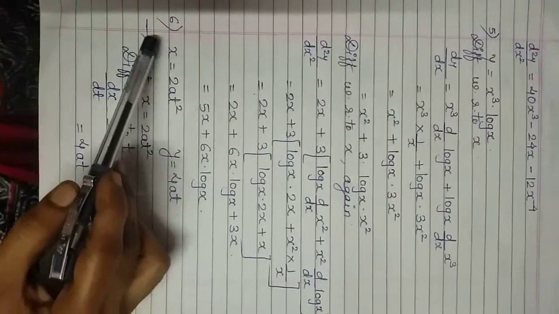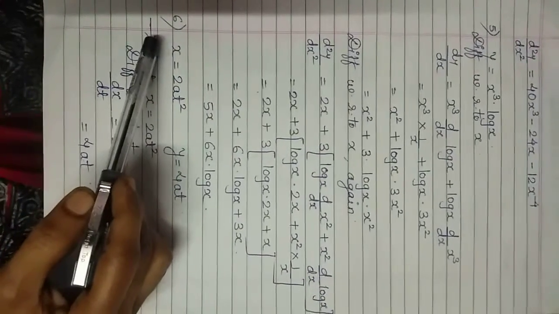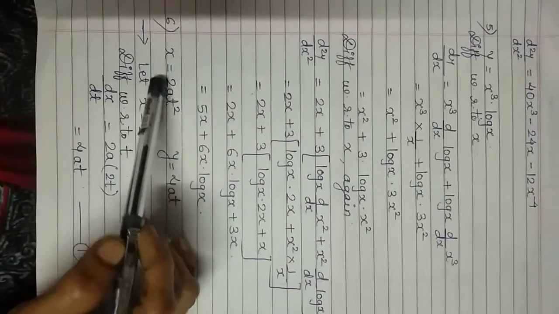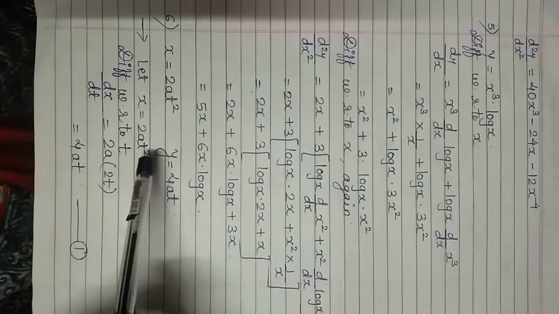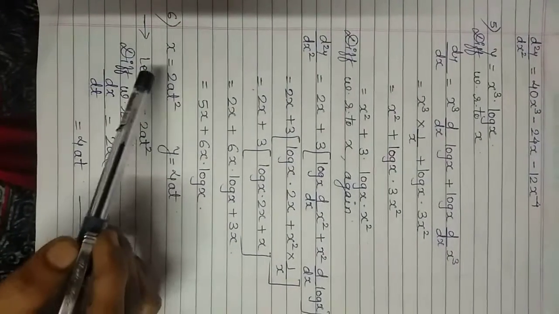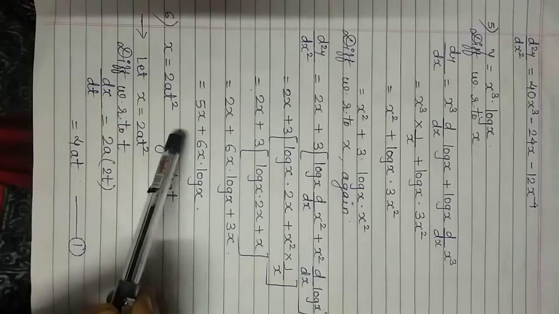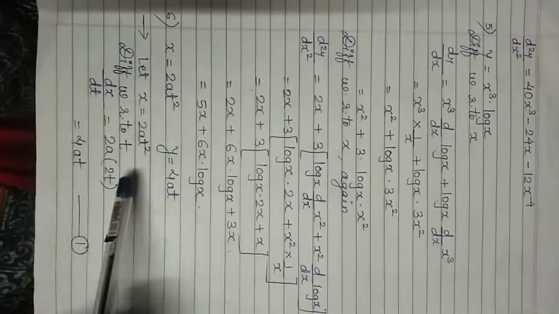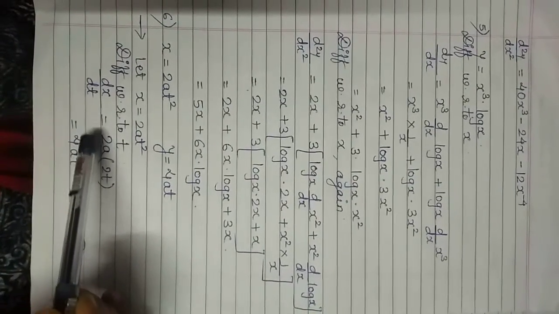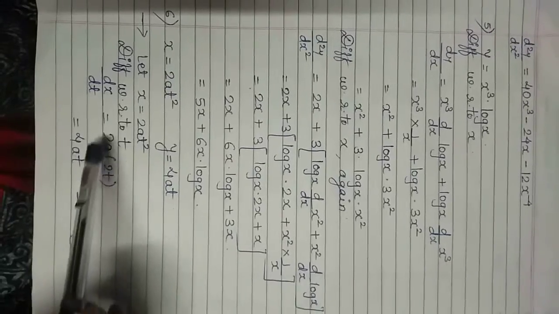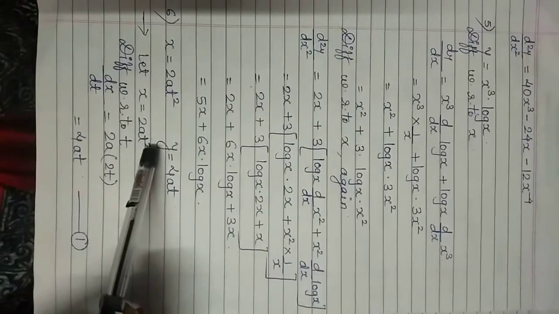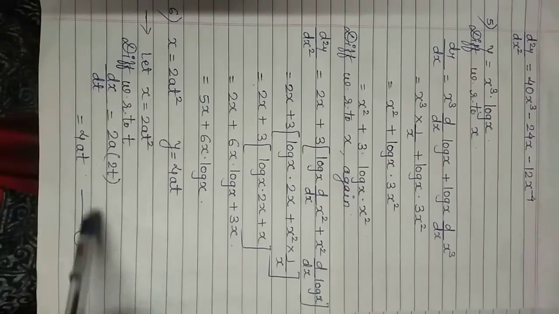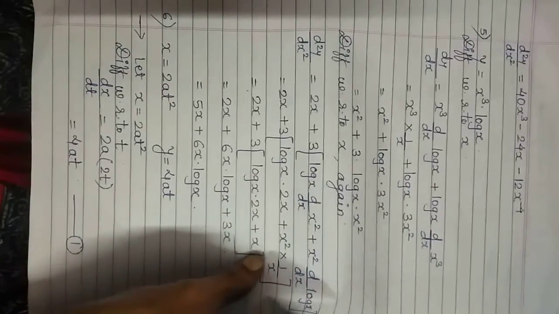Now we solve one more question here. Suppose parametric function is given to find second order derivative. So as x is equal to 2at square, y is equal to 4at. So here parametric variable t is present. So we will differentiate x with respect to t. So we will get dx by dt is equal to 2a into 2t. 2a is constant. Derivative of t square with respect to t is 2t. So we will get 4at. Now we call this as equation number 1.